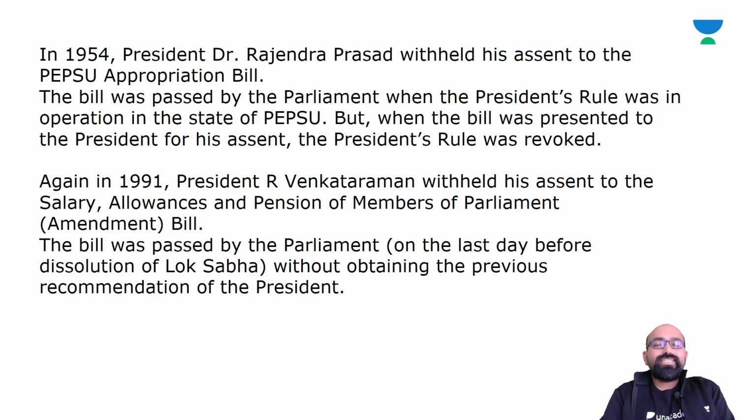Now, we'll see the example. In 1954, President Dr. Rajendra Prasad withheld his assent to the PEPSU Appropriation Bill. This bill was passed by Parliament when President's rule was in operation in the state of PEPSU. But when the bill was presented to the President for his assent, the President's rule was revoked.